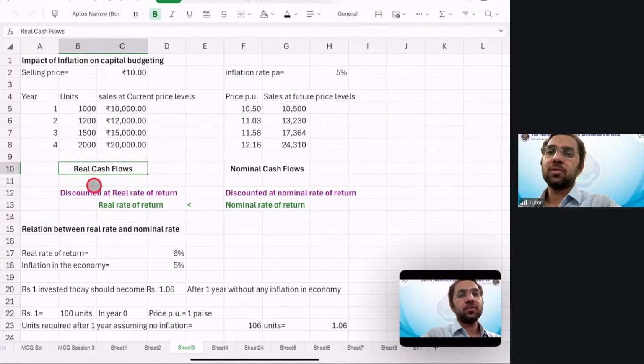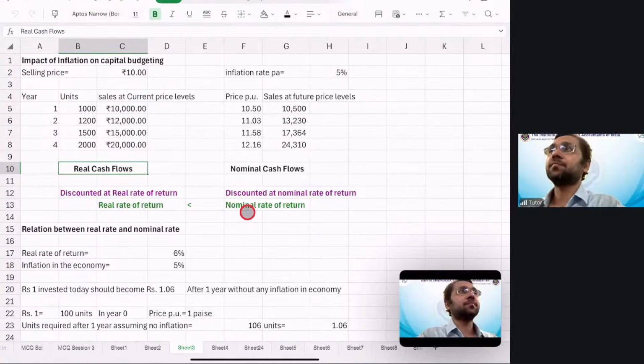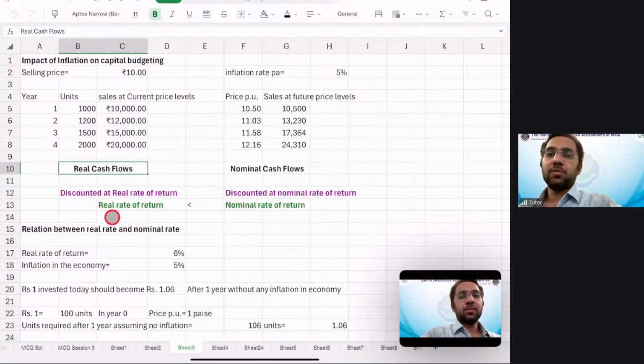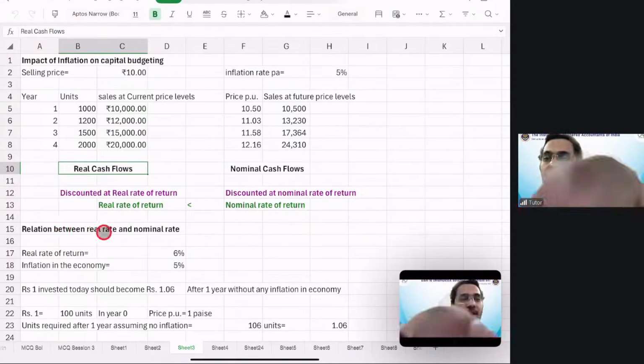So real cash flows are going to be discounted at the real rate of return, and nominal cash flows are going to be discounted at the nominal rate of return. Quite obvious, your real rate of return is going to be lower than the nominal rate of return, because the nominal rate of return is also going to include the impact of inflation. Okay. So when we look at the relation that we have between real and nominal rate.